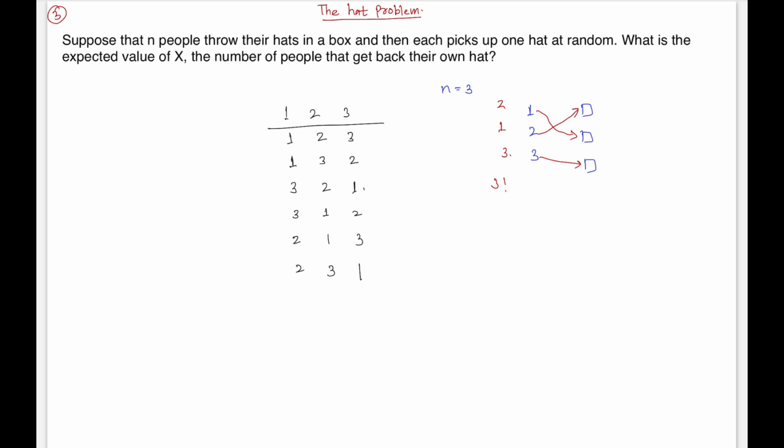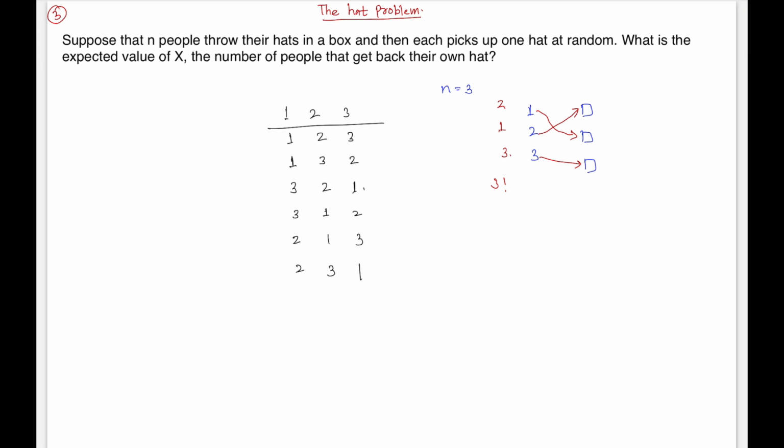Each person got his own hat, each person, right? So if you look at this here, these are the total possibilities, right? And if we are asking what's the probability that each person got his own hat back, so this is the favorable one, right? Here 1 is getting his own hat, 2 and 3 are also getting their own hats, right?